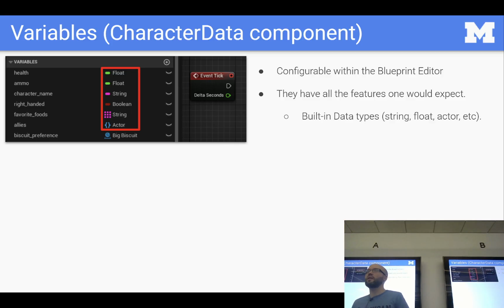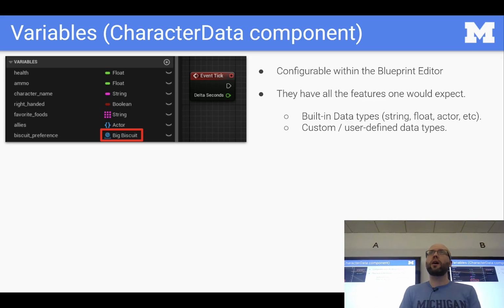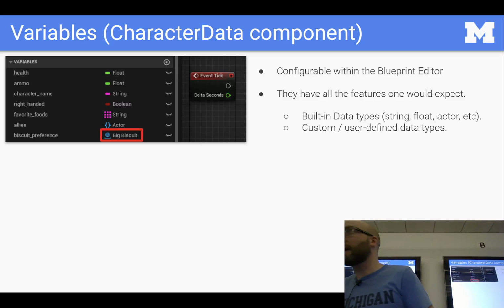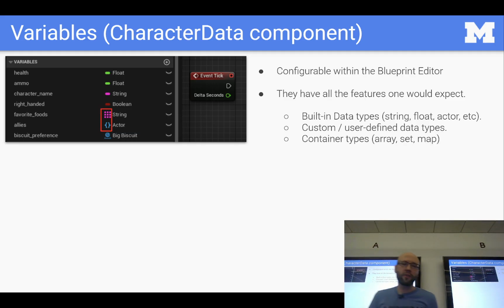An actor, which is kind of the default object data type for things like a cube, or a wall, or a door, or a light switch, or a light. They also have custom and user-defined data types as well. Okay, do any of you know what the Big Biscuit data type is? This is a data type that we would have created. And once we create that data type, you can have a variable of that type. Think back to 280 or 281, you create a custom class, and now you can have variables of that type. It's very, very nice.